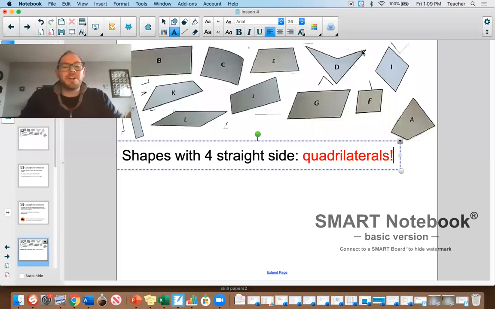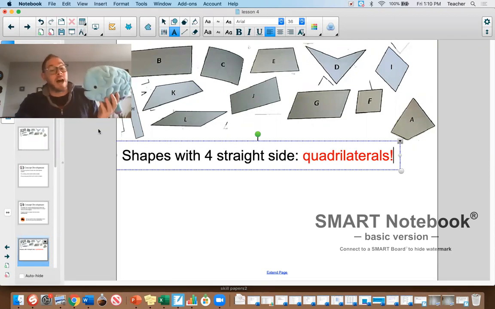There we go. We want to group all of these into quadrilaterals. But Mr. Deb, all of them are quadrilaterals. You're right. All of them are quadrilaterals, Brain, because they all have 4 straight sides. So I would have all of these shapes in my quadrilaterals.